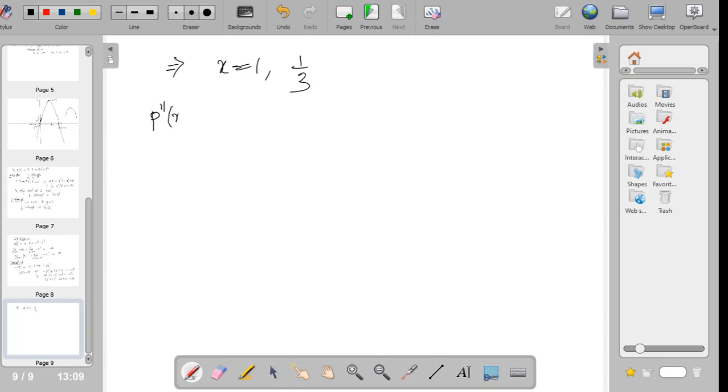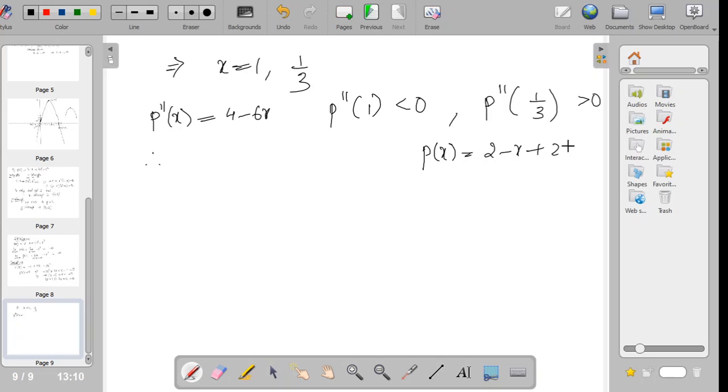And let us find p double dash of x. So p double dash of x will be equal to 4 minus 6x. So p double dash of 1 will be less than 0, and p double dash of 1 by 3 is greater than 0. So therefore, our p of x is 2 minus x plus 2x square minus x cube. So p of 1 is 2 minus 1 plus 2 minus 1. So that is equal to 2, and p of 1 by 3 is 2 minus 1 by 3 plus 2 by 9 minus 1 by 27.